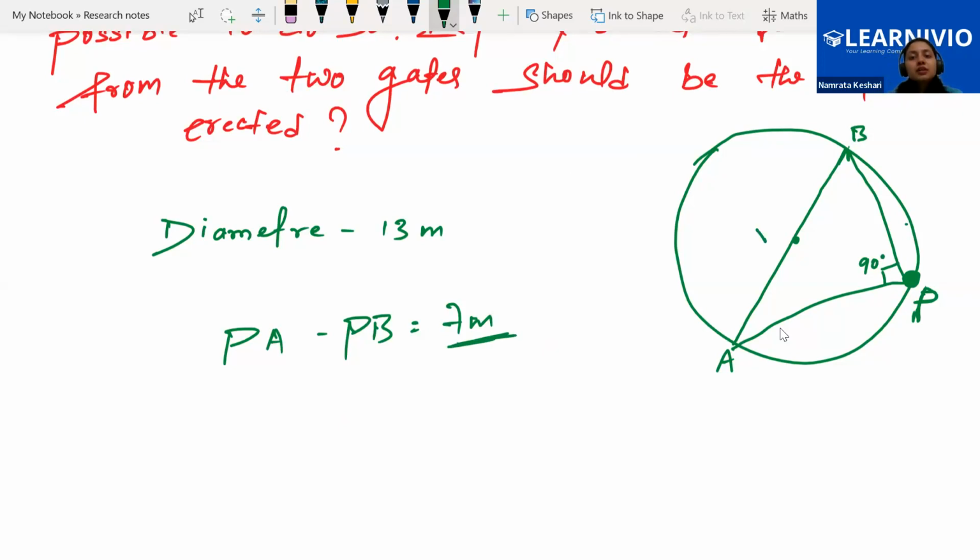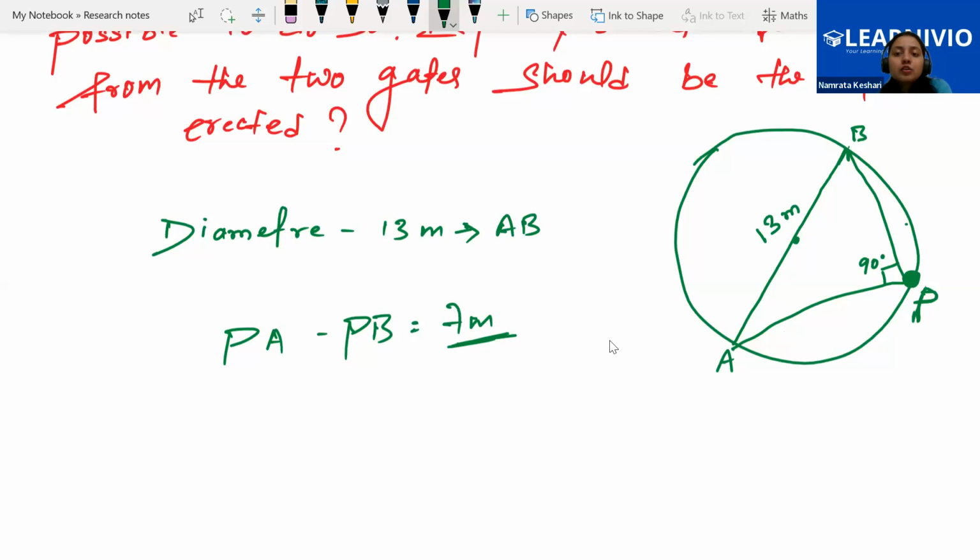Okay, now PA minus PB, it is written over there, 7 meters. Diameter is given as 13 meters. So the length of AB, we already know that it is 13 meters. Now we are thinking about how to make the equation. Since we came to the conclusion that it's a right angle triangle, can we think about Pythagoras theorem? Yes, we can think about Pythagoras theorem.